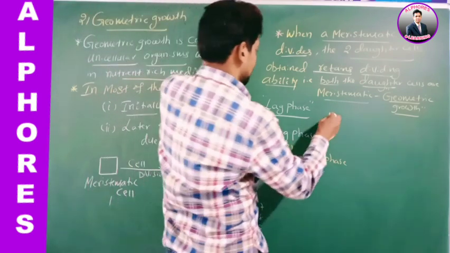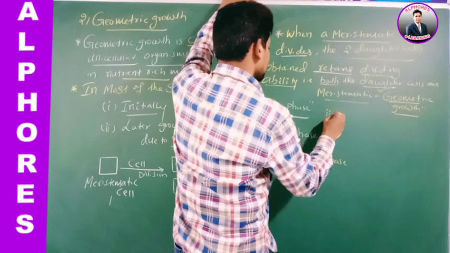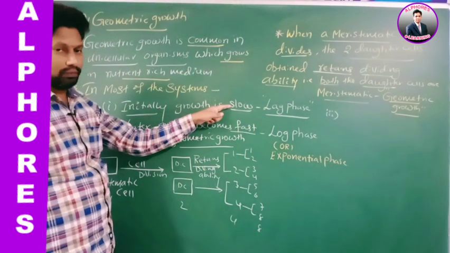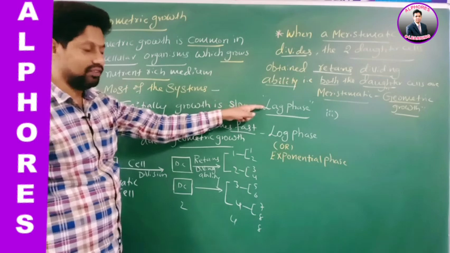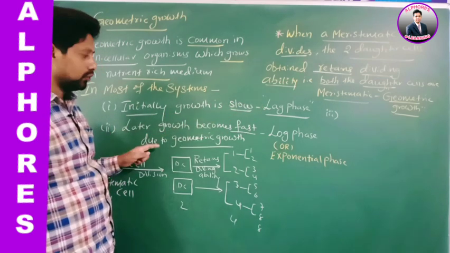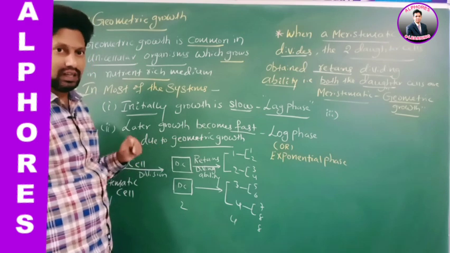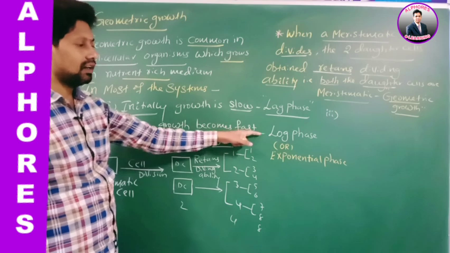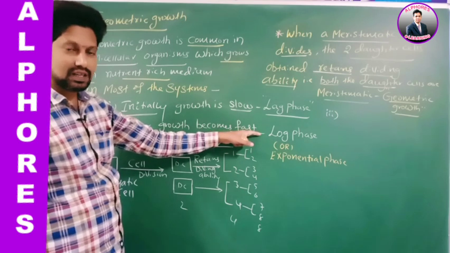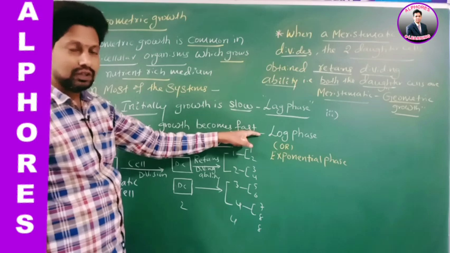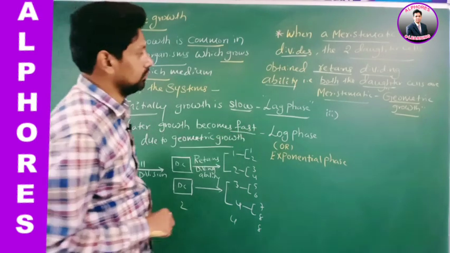Now listen to this statement. Number 3. Initially growth is slow. We called it a lag phase. Later growth became fast due to geometric growth. Then later, after log phase, growth again slows down.